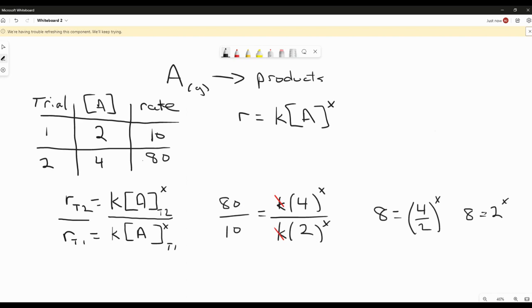Mathematically, now what we're doing is simply solving for the exponent, and you might be able to see through inspection by just looking at it that our value for x is going to need to be 3. 2 to the 3 is equal to 8.